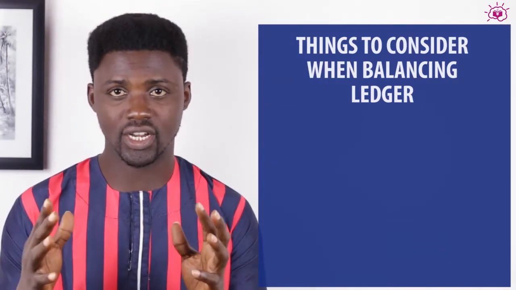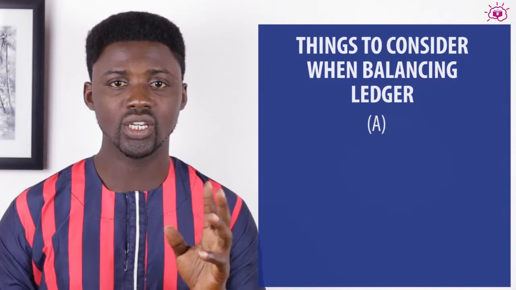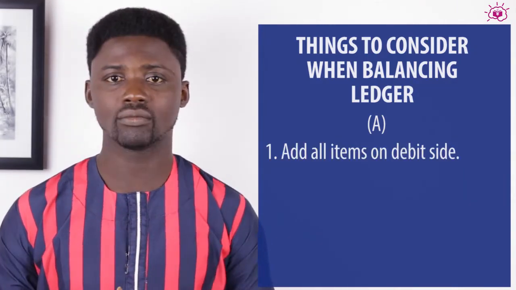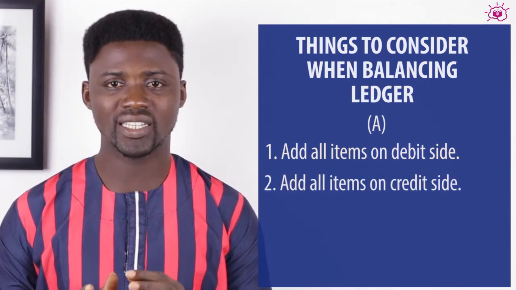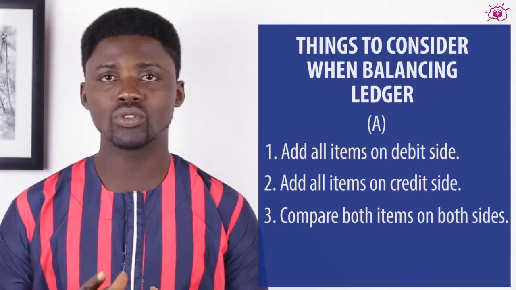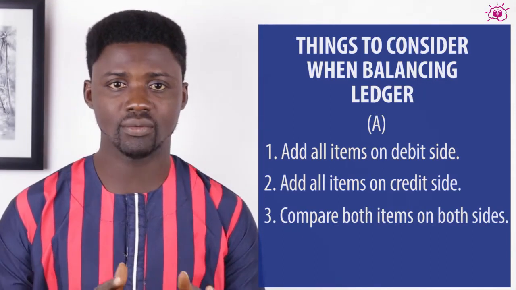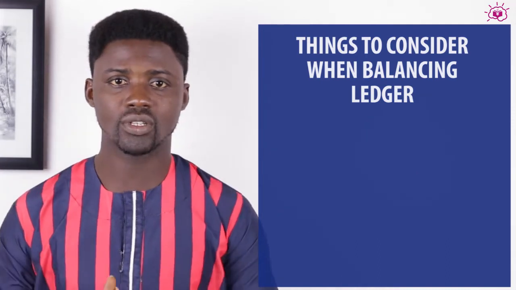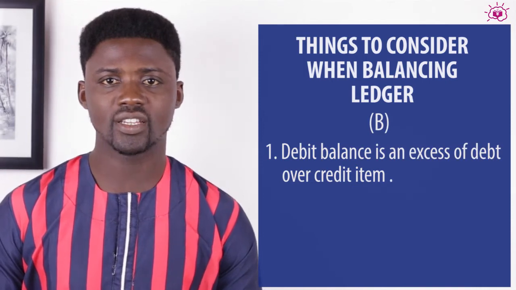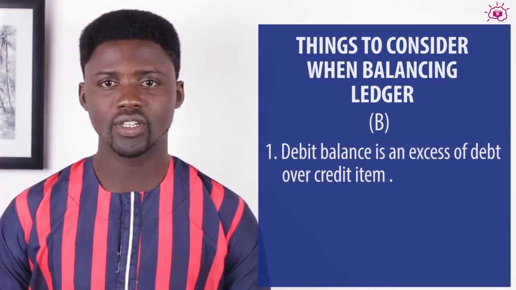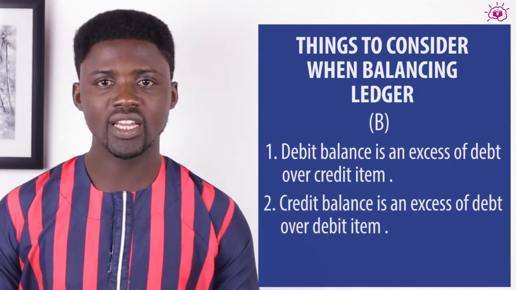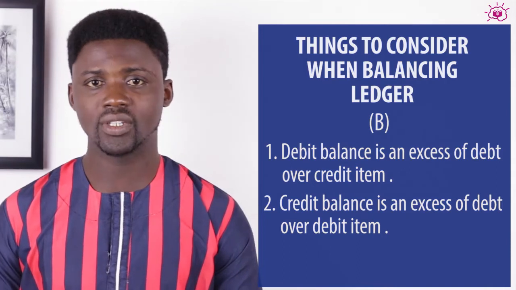Now, in the procedures to balance the ledger of accounts, we need to consider four things. Number one, add all items on the debit side. Two, add all items on the credit side. Three, compare both items on the credit side and the debit side. Then in the second part, A, a debit balance is an excess of debit over credit items. B, a credit balance is an excess of credit over debit items.